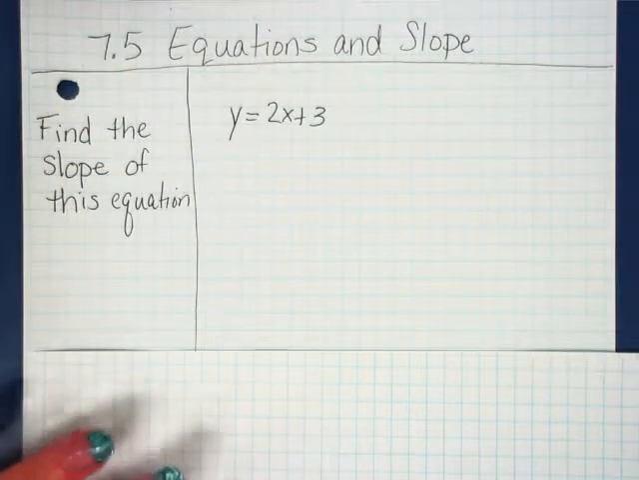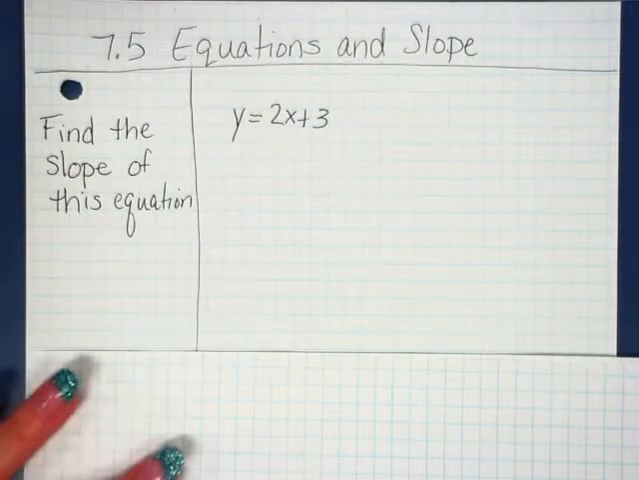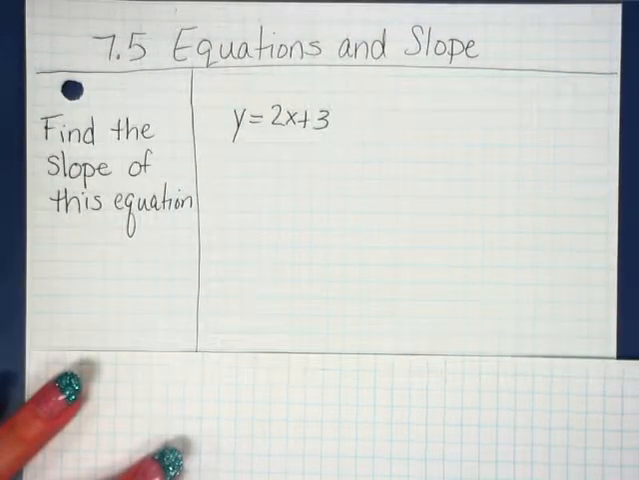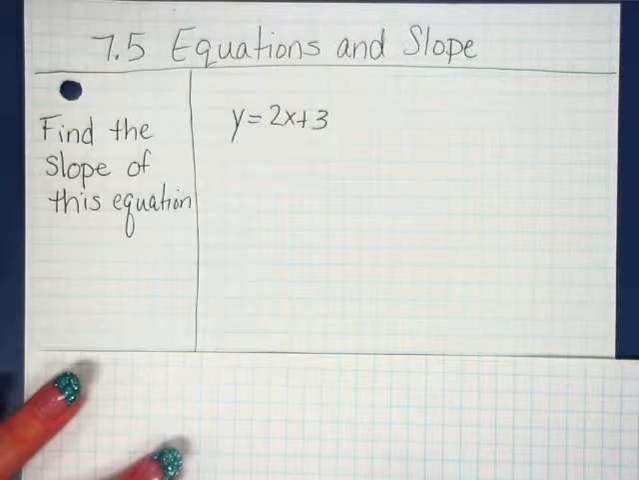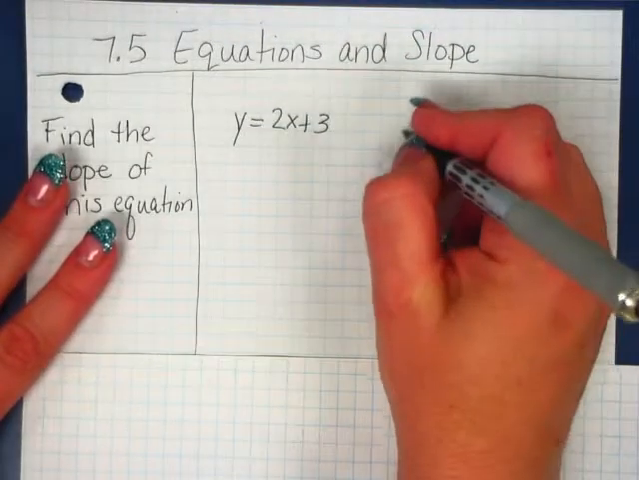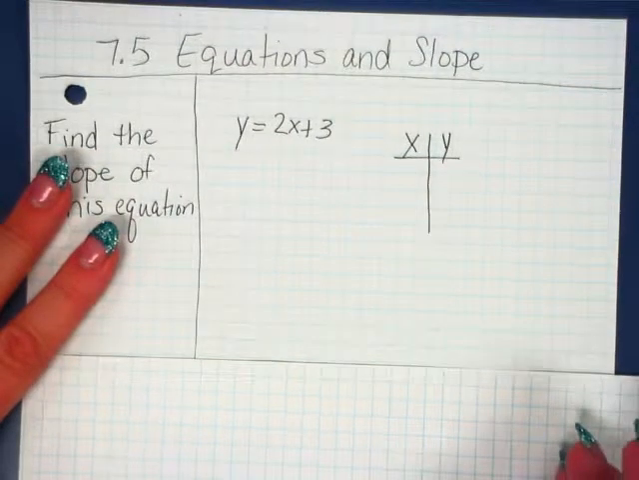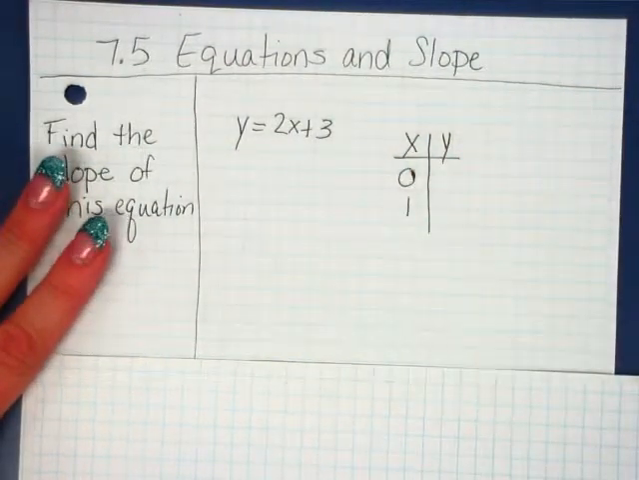All right, so now we're starting 7.5, equations in slope. So we have an equation, and the directions say find the slope of this equation. Now remember that when we found slope, we used an x and a y, or 2 points, to find it. So we're going to take this equation, and we're actually going to find 2 points. So let's make a t-chart. Okay, and I'm going to see what happens if x is 0 and if x is 1.